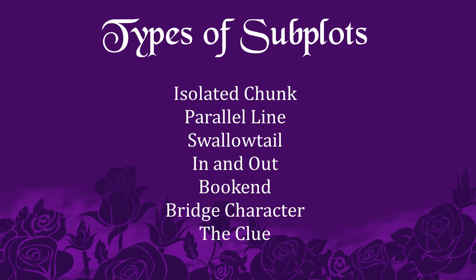The parallel line subplot shows what other characters are doing in parallel to the main plot. As the name suggests, the events of these subplots may be influenced by the main plot, but the two plotlines almost never directly intersect except maybe at the very end. Parallel line subplots are especially effective when employing multiple perspective characters, such as a deuteragonist, who contrast with each other's experiences and worldviews.